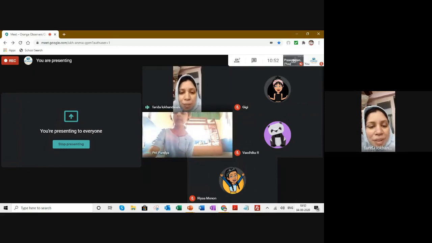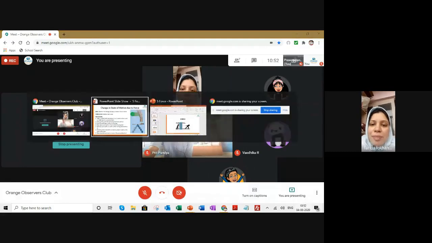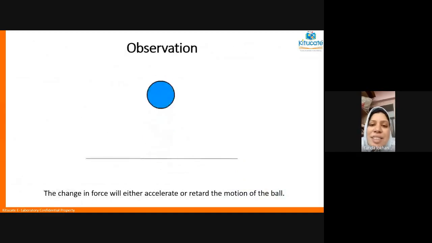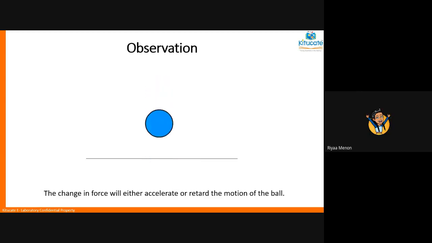Okay, we'll go back to our presentation. So, this ball was there. You either accelerated it or you retarded it. You could have also changed the direction of the ball. Okay, so it is the change in the force that is going to bring about all these changes in your object. Correct?